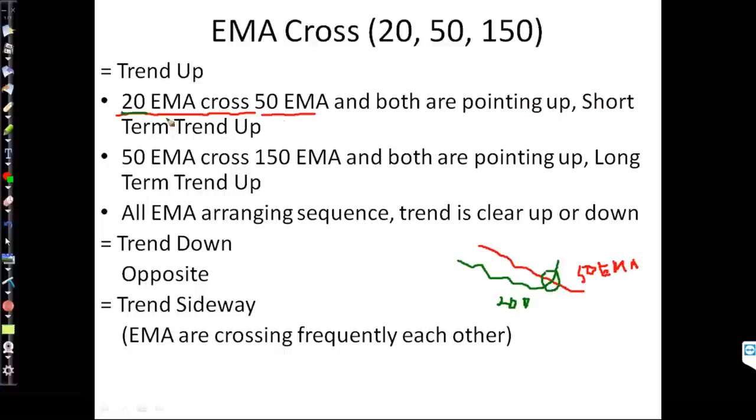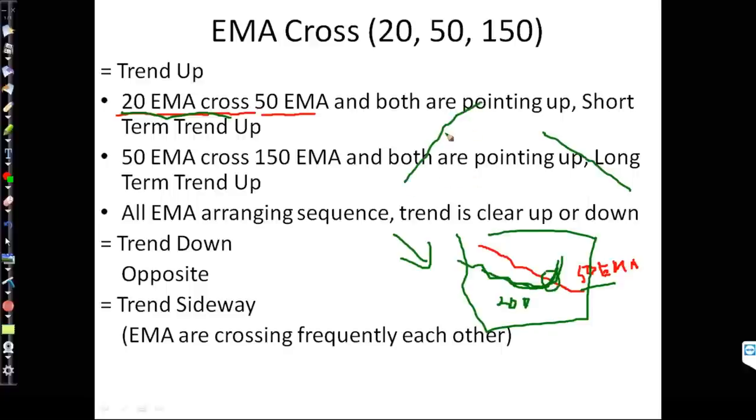But remember, when they are crossing, it is a short term trend. Remember, short term trend, not long term. When they cross from below to above, the short term trend is running in an uptrend. That means previously the trend was down. When the 20 exponential moving average intersects the 50 moving average from below to upside, we'll confirm the trend has changed. Similarly, the opposite: this is the 50 moving average, and when the 20 moving average crosses it downward, we'll confirm this is a downtrend.